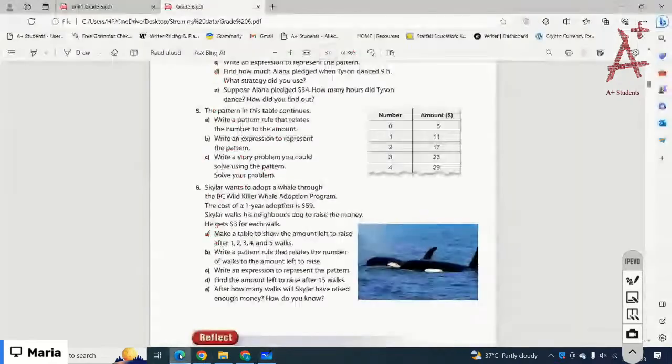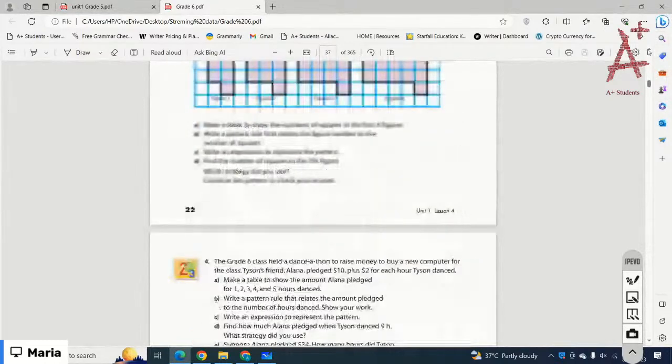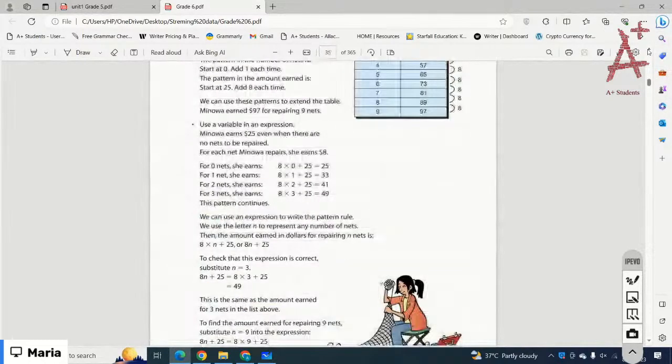Hold on, let me just look at your board if you have to use the formula, because I just don't want to if in the book they haven't.